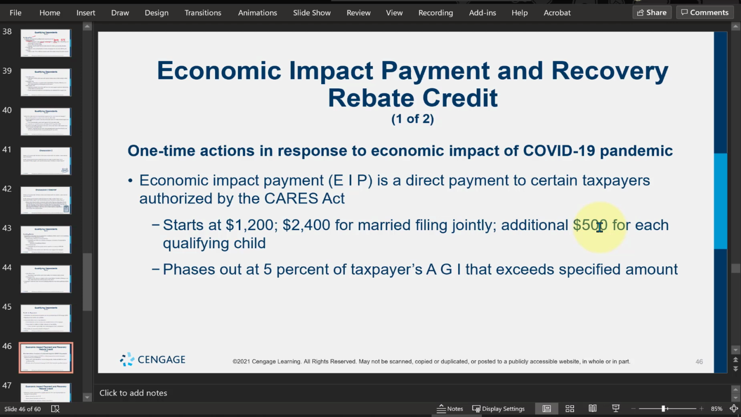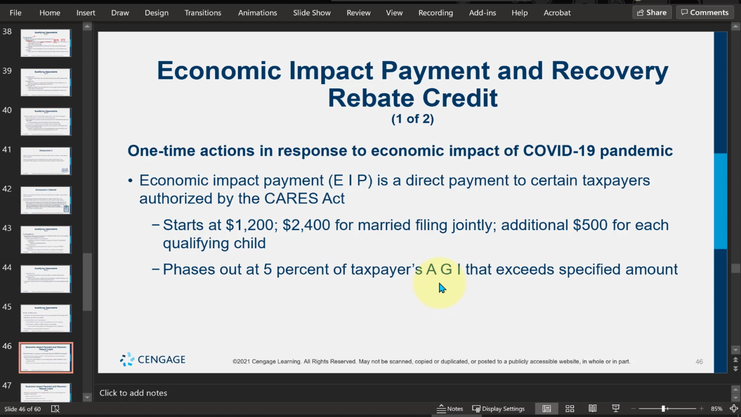There was a second economic impact payment, I believe $600 per taxpayer and per qualifying child. There's even a third economic impact payment, but that didn't happen until 2021, so it's definitely not in our textbook. But we'll talk about those credits, and possibly their being phased down, reduced based upon the taxpayer's income. And we'll cover that in Chapter 7.